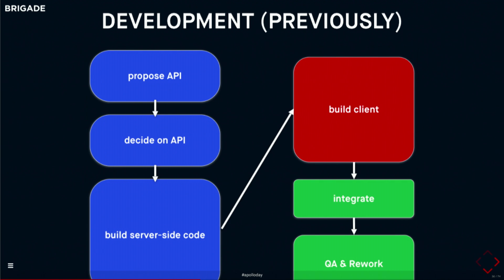Then our server teams go and build the actual API endpoint. At that point, the client can build something. And then when we go to integrate the two, almost inevitably there's a bug that we find or an edge case that we didn't think about, or somebody misinterpreted the spec or something like that. So we end up doing a little bit of rework.